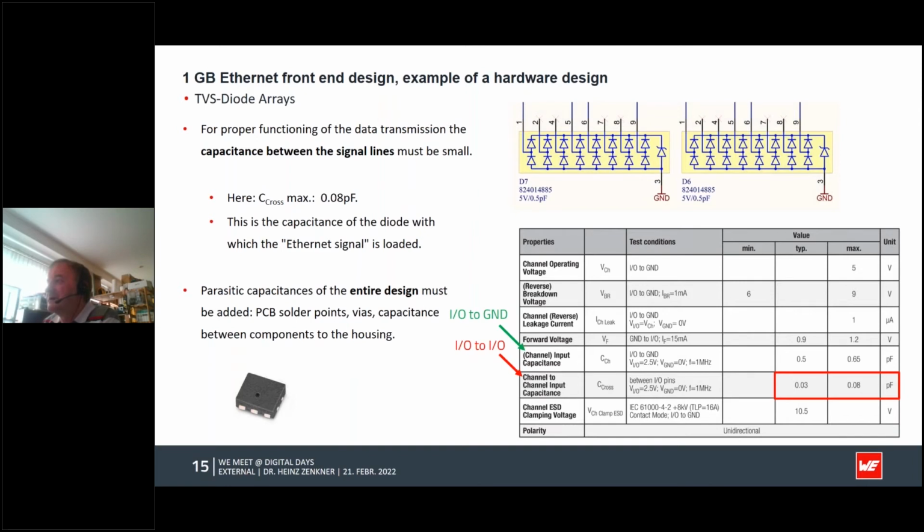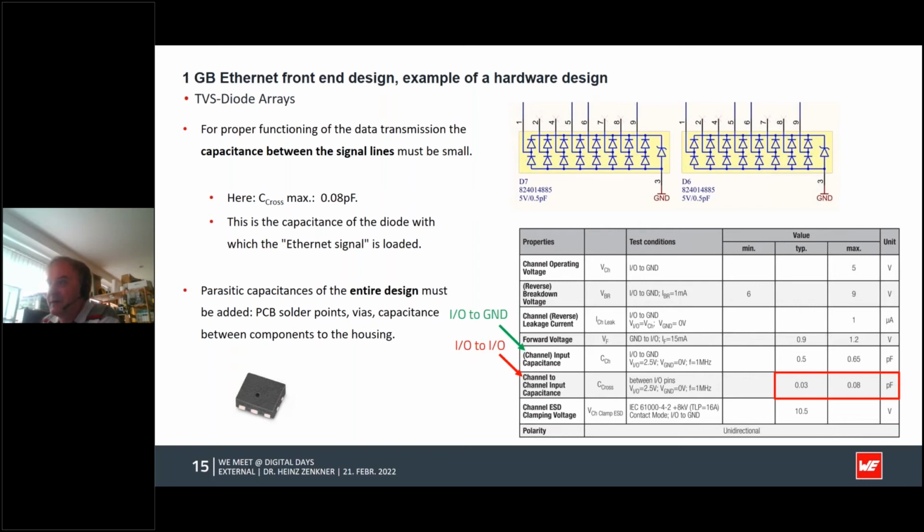If you don't have a sufficient ground directly to your Ethernet controller, if there is, for example, a long trace, long distance, you can imagine with this low capacitance, any nanohenry you have here will cause ringing, will cause impedances, which then make it almost impossible to clamp the fast transients sufficiently to have sufficient protection for the controller.